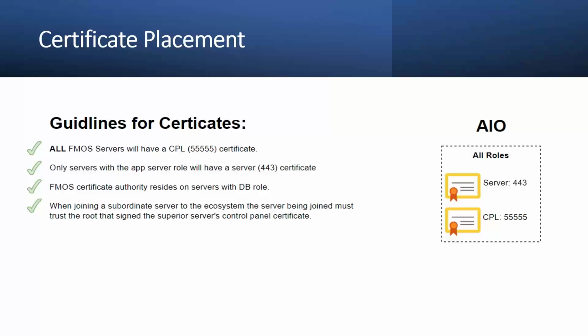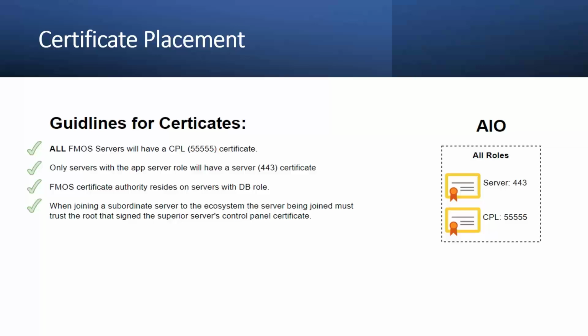In this section, I'll discuss some common certificate guidelines and certificate placement for an all-in-one VM. All FMOS servers will have a control panel certificate. The control panel, also referred to as the Quintuple 5 interface, is dedicated to accessing the FMOS administration webpage. Only servers with the application server role will have a 443 web interface, which is dedicated to accessing the Security Manager application. An all-in-one server has all roles, including the application server role.